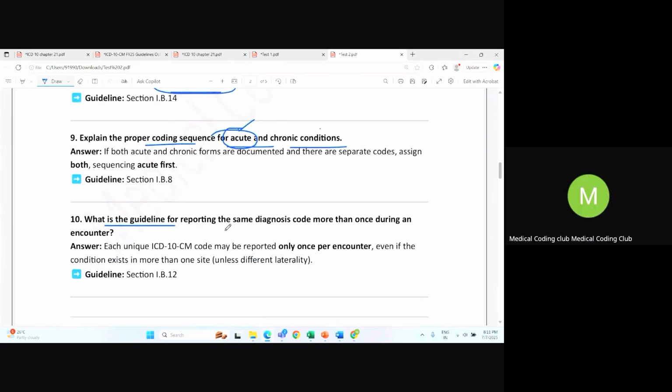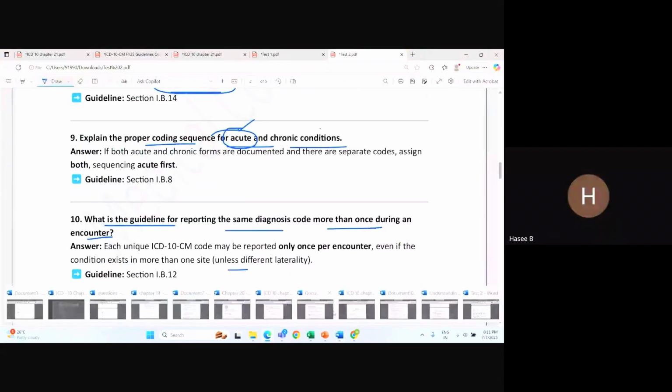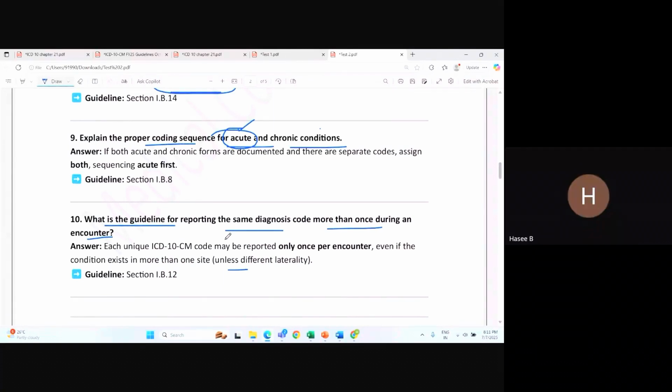What is the guideline for reporting the same diagnosis code more than once during the encounter? Can we code the same diagnosis twice in an encounter? No, ma'am. It should be only one time. Okay, only one time we have to code. But if laterality is there, if one digit can vary, the laterality can vary, left or right, then you have to code the two codes. But the same code you cannot code twice.